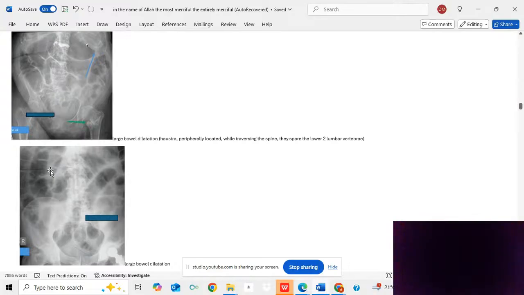Here's another example of large bowel dilatation. This is the haustra, which do not traverse the whole lumen, and while traversing the spine, they tend to traverse at a higher level of the lumbar vertebrae. Okay, and this loop is the small bowel dilatation. This is a small bowel loop.